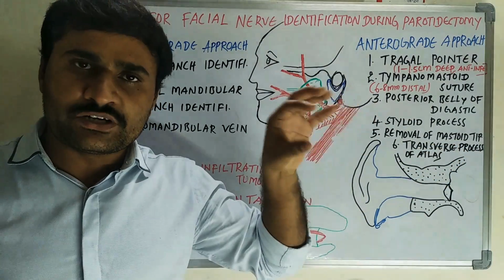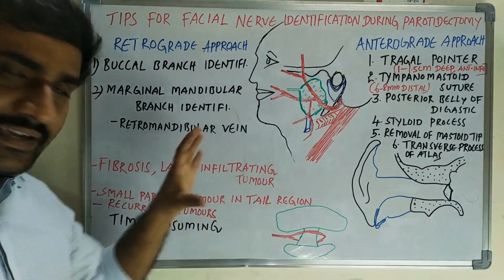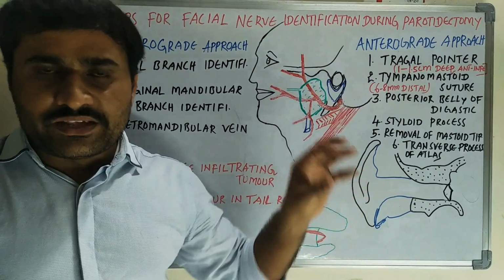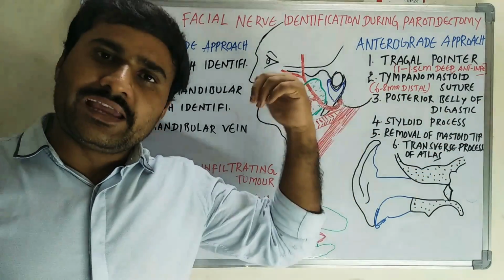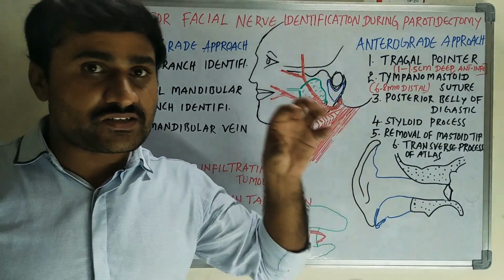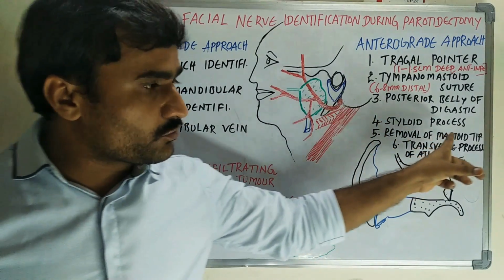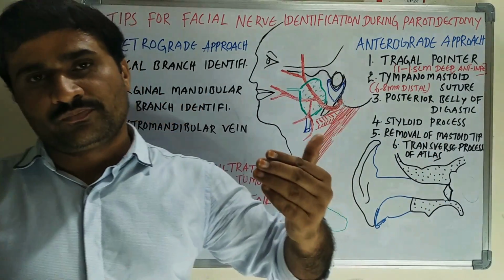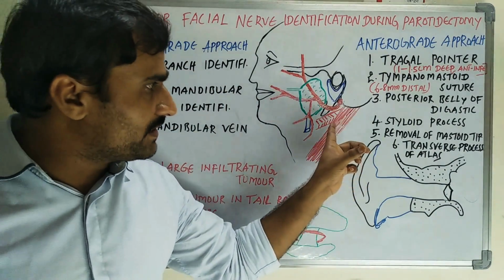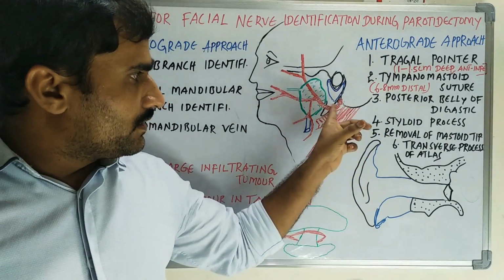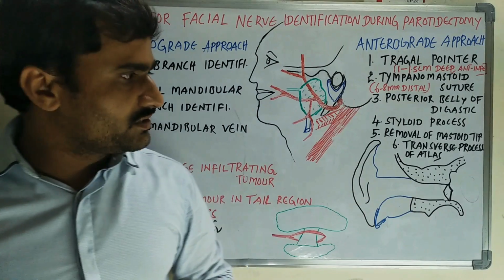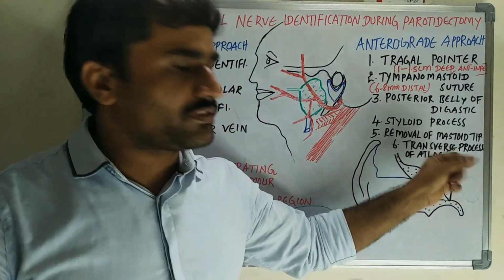If you are doing parotidectomy for recurrent tumor, there is fibrosis due to the earlier surgery. In that case, there may be difficulty identifying the main trunk. In this case, you can go for removal of the mastoid tip so that you can directly identify the stylomastoid foramen. After that, the transverse process of the atlas.